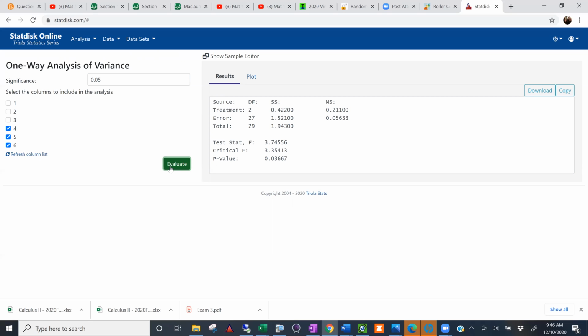So let's see. What's the F statistic? What do you think? 3.74556? Yep. 3.74556. Although they might have you round that to a specific amount. Now, the actual F statistic gives you a different way to test things than we've done with our p-values.